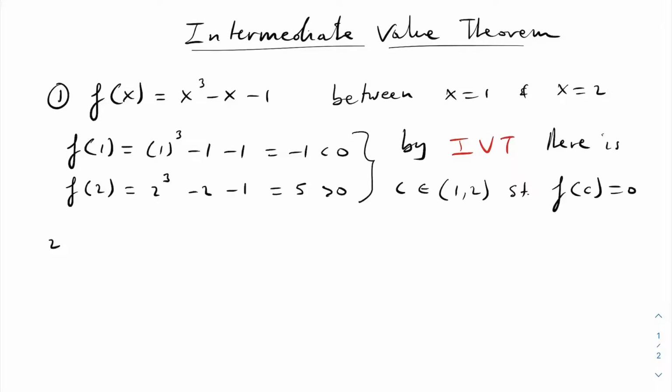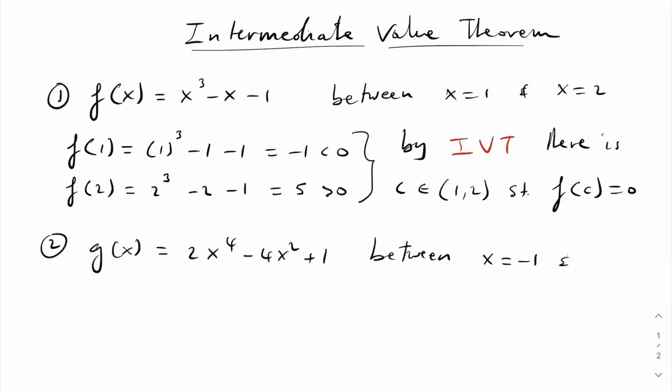Here's another example. Let's say you're asked to show that the function g of x equals 2x to the power of 4 minus 4x squared plus 1 takes the value 0 somewhere between x equals negative 1 and x equals 0. You go ahead and do the same thing that we did before, because again, if you set this function equal to 0, it will be hard to solve because you cannot actually factor this easily.